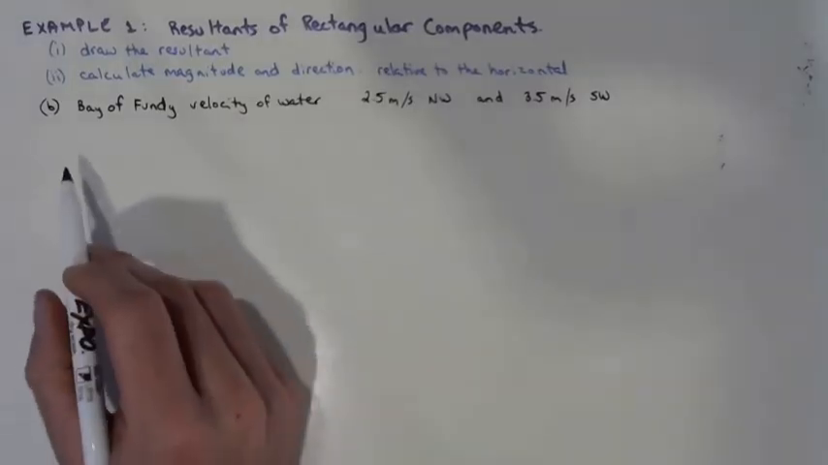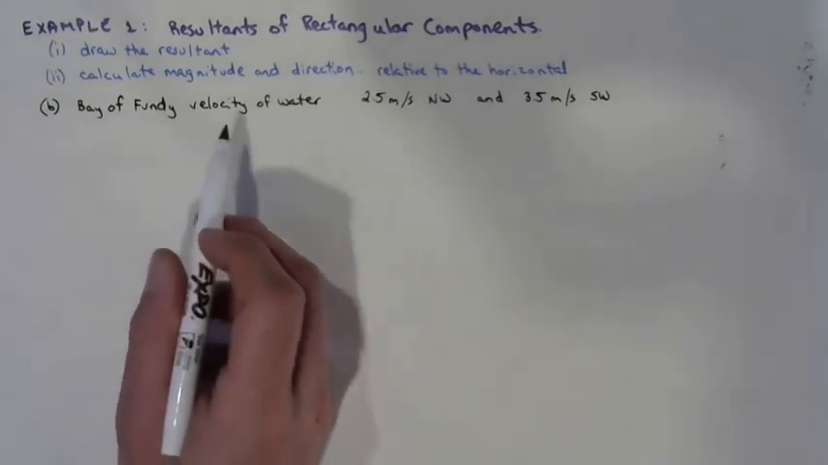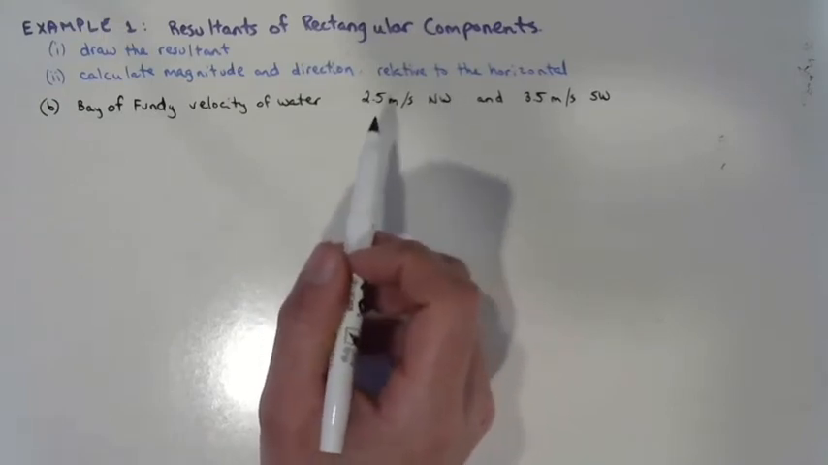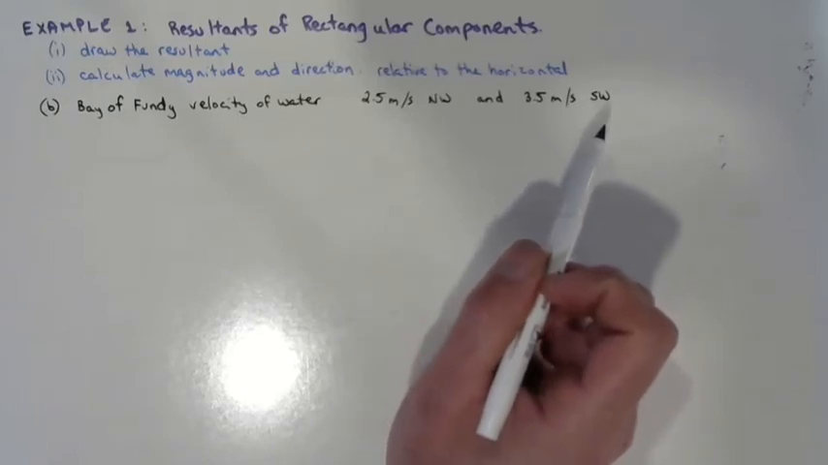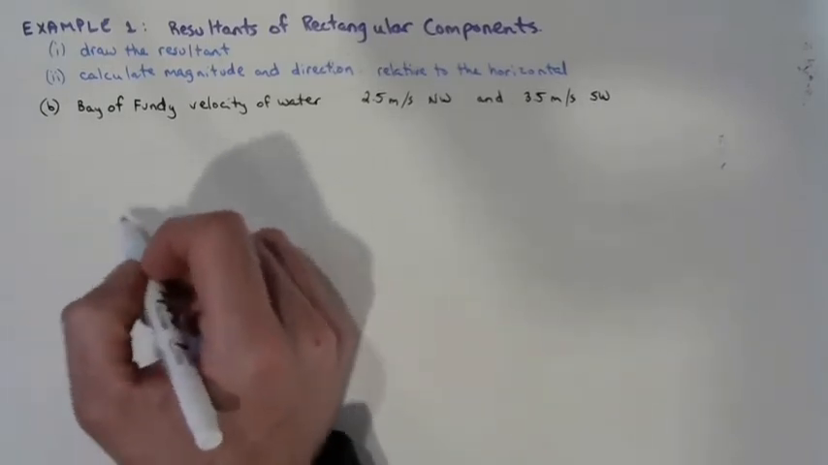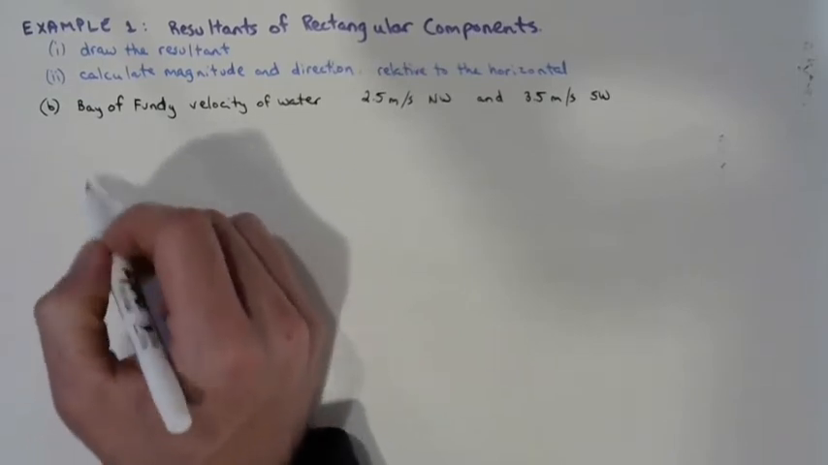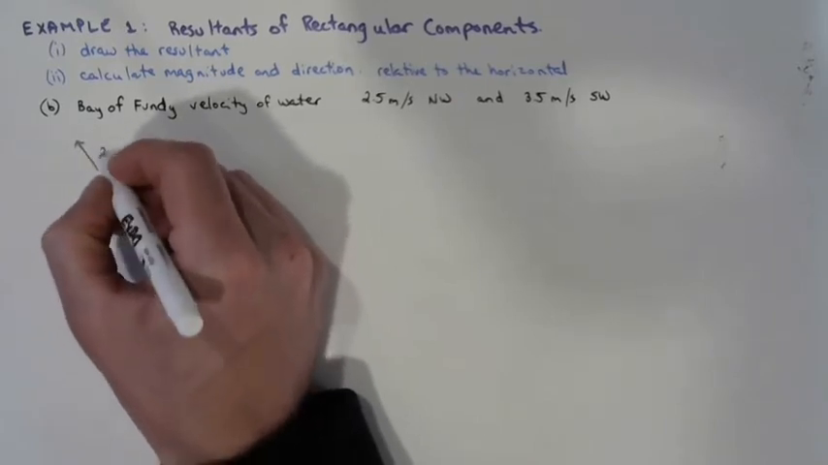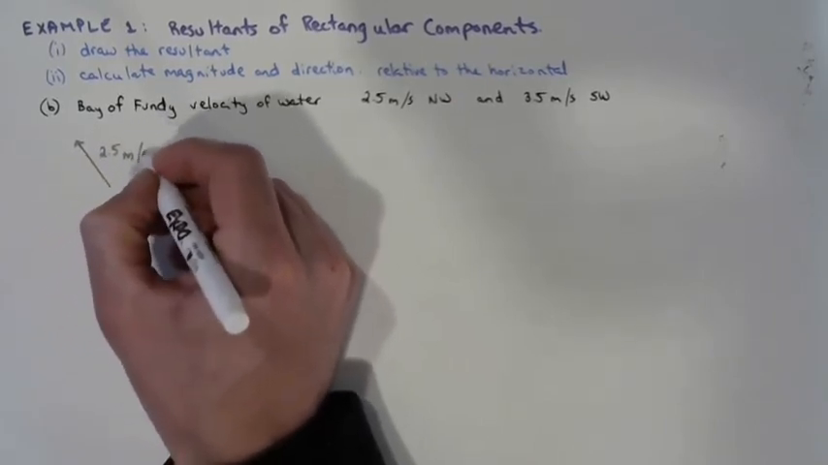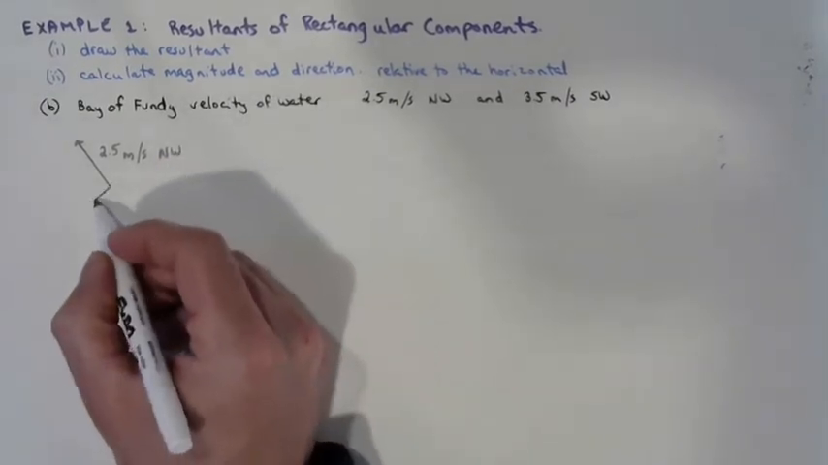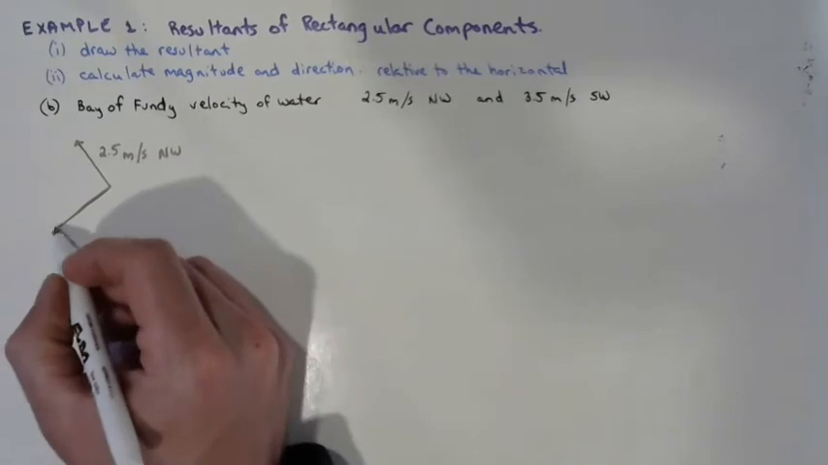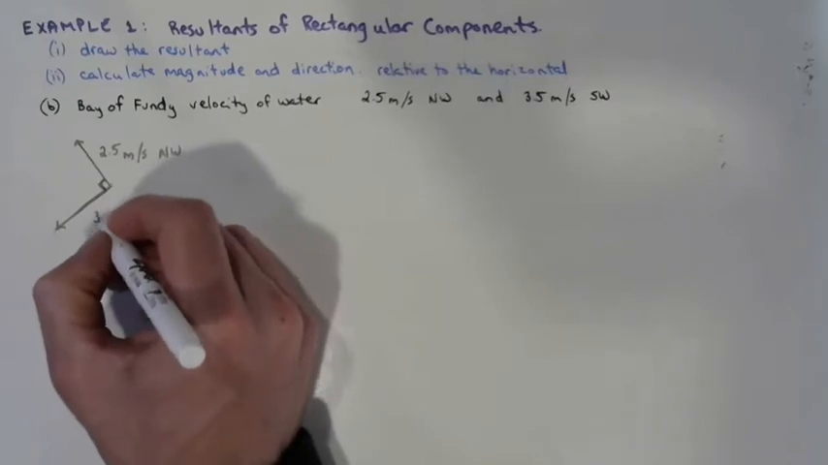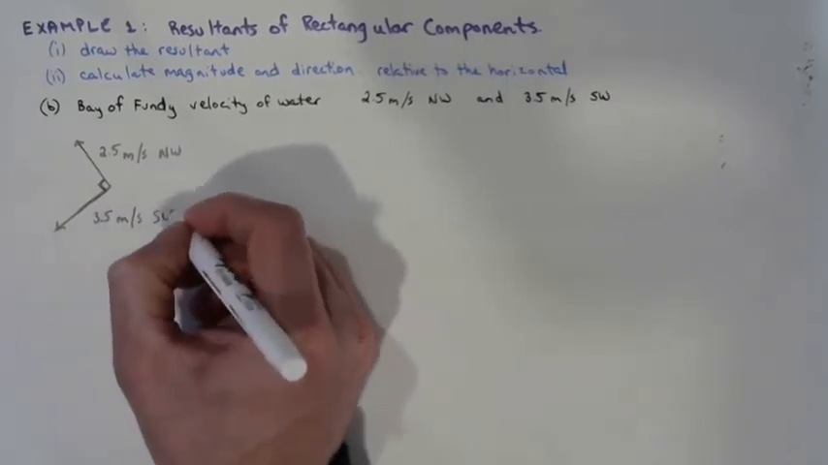In part B of example 1, we have the Bay of Fundy. Velocity of water is given as being 2.5 meters per second northwest, and 3.5 meters per second southwest. So if I'm thinking about my compass here, I've got 2.5 meters per second northwest, and then southwest is at a 90-degree angle to that, 3.5 meters per second southwest.